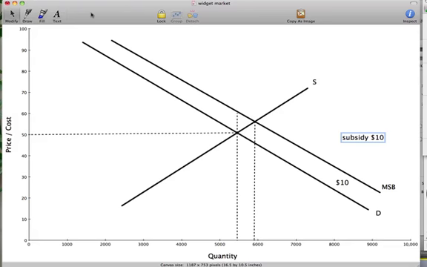Another option is for the subsidy to be given to those who make the good. This decreases the cost of production since the government is paying for part of the production of the good. So we take the supply curve and we move it down by the amount of the subsidy. So what we get is the supply curve plus the $10 subsidy.